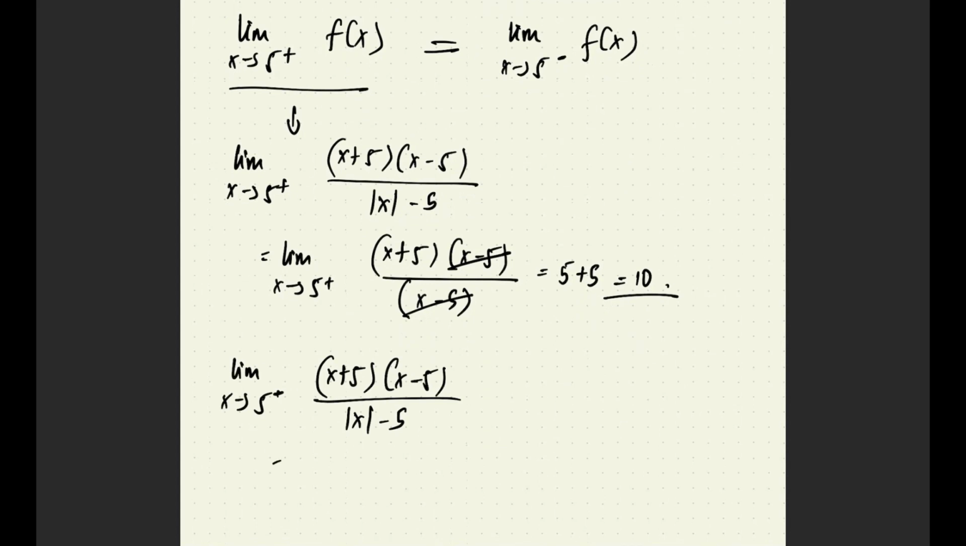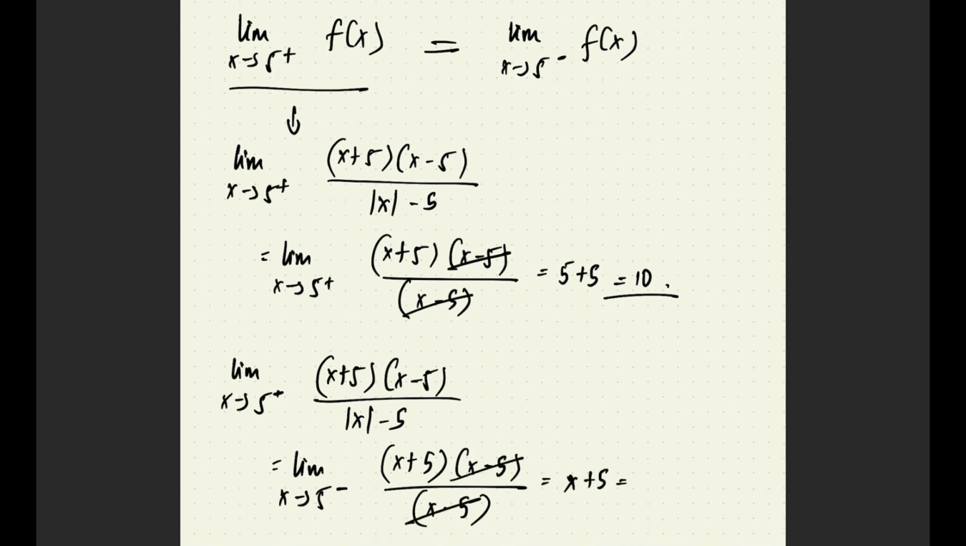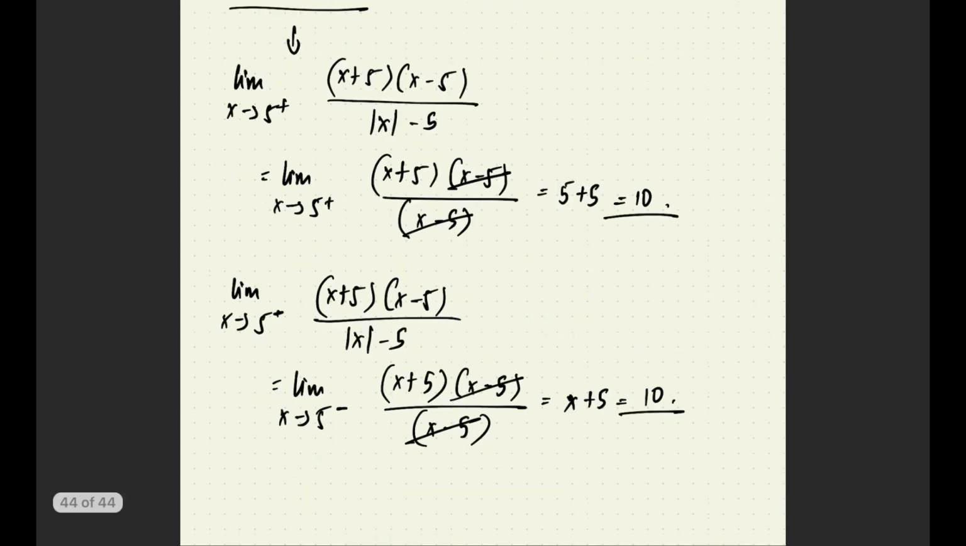So even here, we are going to have the limit as x approaches 5 from the left hand side of x plus 5 times x minus 5 divided by the absolute value of x minus 5. We say this is just equal to x minus 5 in this case. This and this will cancel. That gives us x plus 5. And now if we plug in, we're going to get 5 plus 5, which is just going to be equal to 10. Now since the one-sided limits are equal to each other, we can say that the overall limit as x approaches 5 of our function is equal to 10.